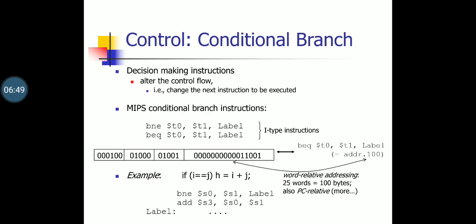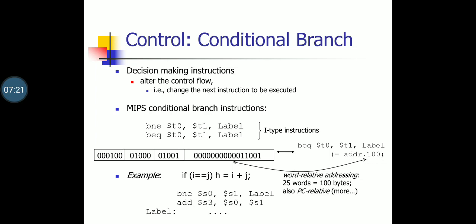These instructions are used to make decisions, hence they are called decision making instructions. The use of these instructions is that they alter the control flow. We may say that we can go from the third line of the program to the 10th line of the program if one condition is satisfied or if one condition is not satisfied, like if else in a C program. So that is what we are speaking of here. So a decision making instruction changes the next instruction to be executed.